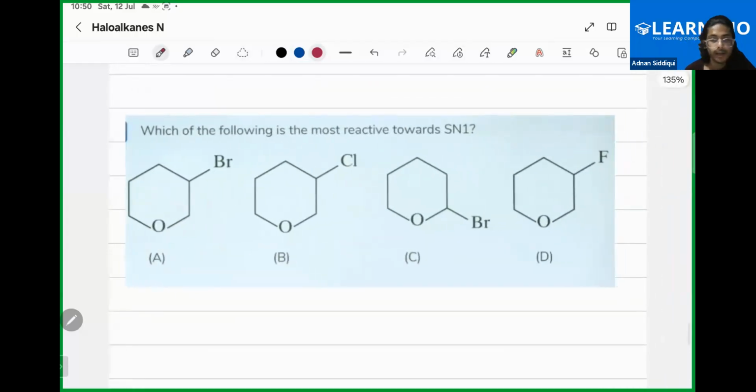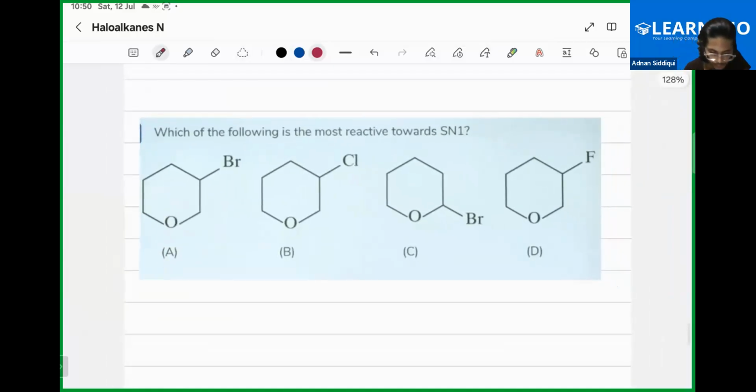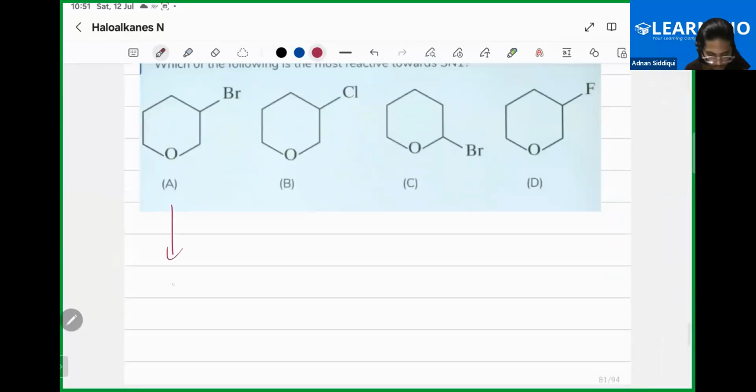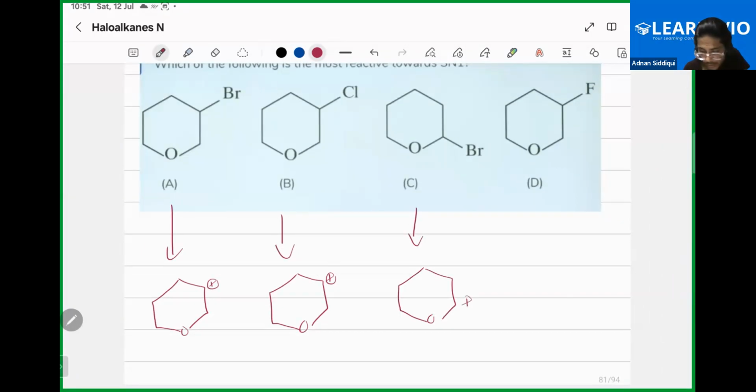Which of the following is most reactive toward SN1? Okay, now let us see how you can answer this one. Again, for SN1, the first step is formation of carbocation. A positive charge will be here, here, here, and here. Which one is most stable?